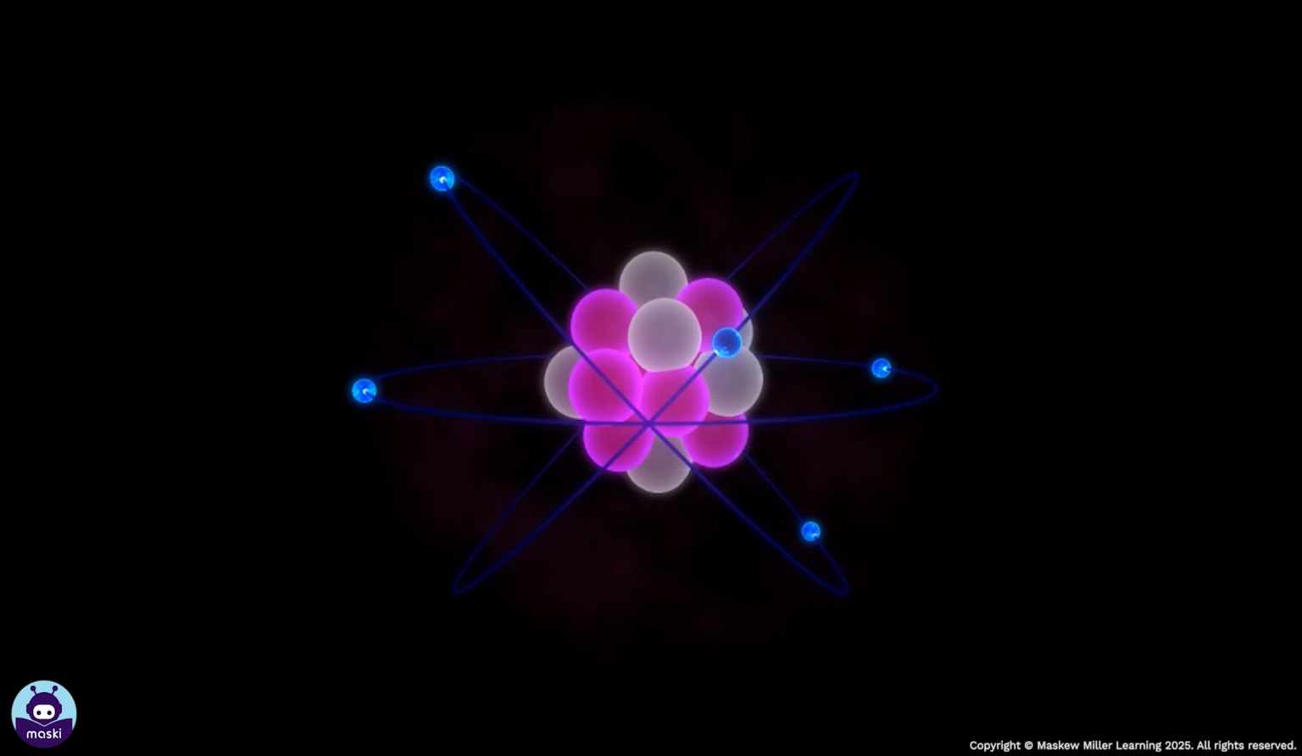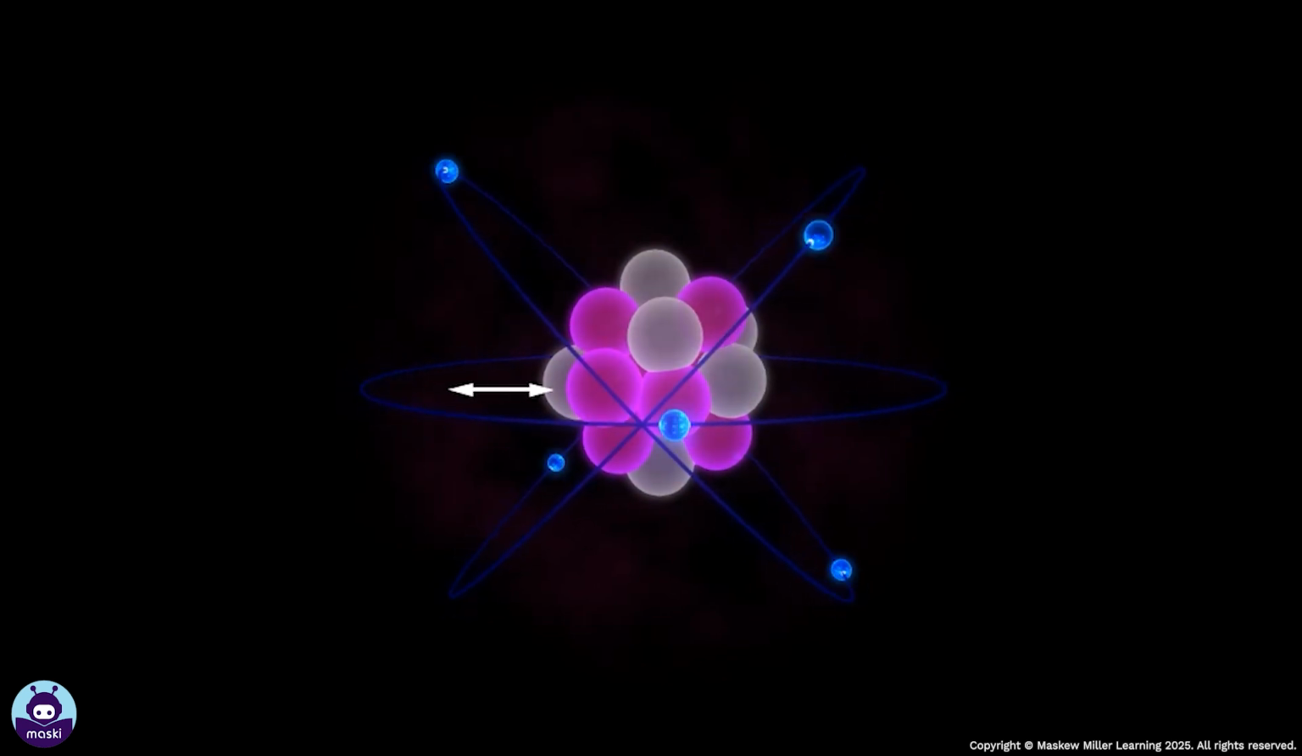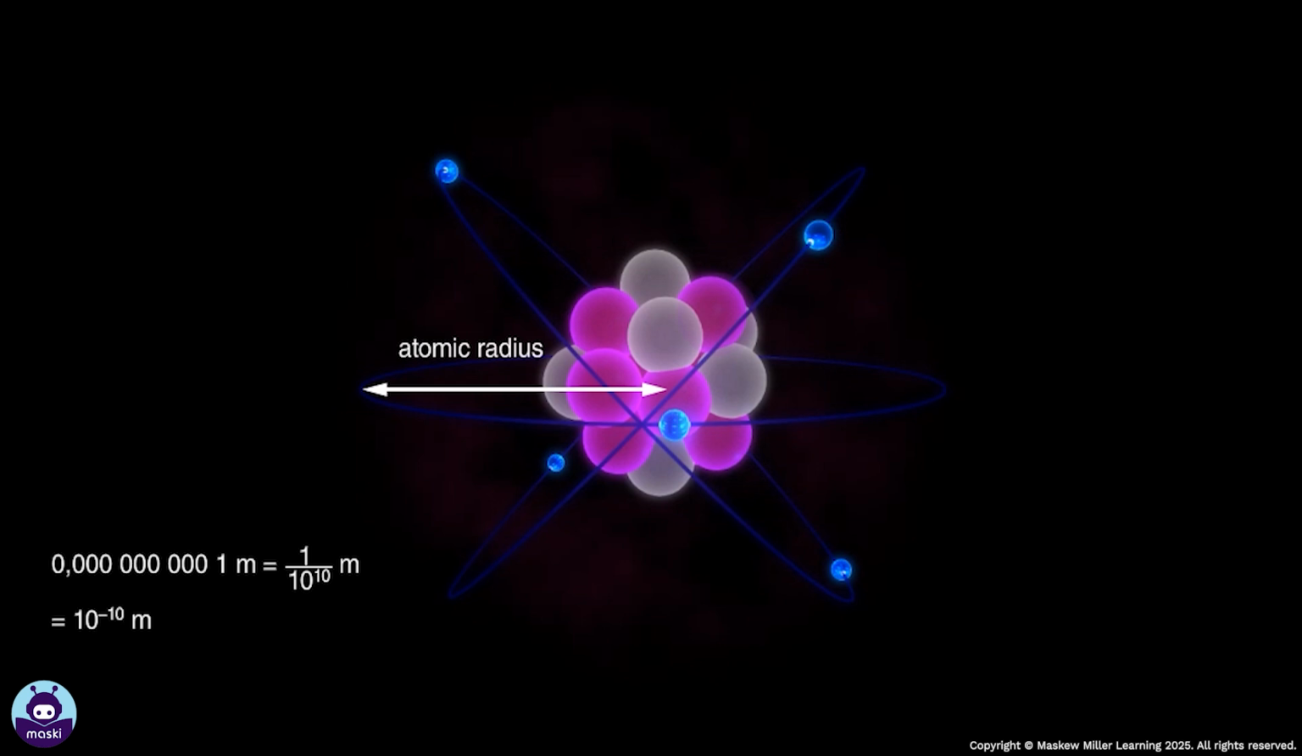For example, the radius of an atom is approximately 0.000000001 meters. If we write this extremely small number in the form of a fraction, it can be written as 1 over 10 to the power 9 meters. Note that the exponent of 10 appears in the denominator.